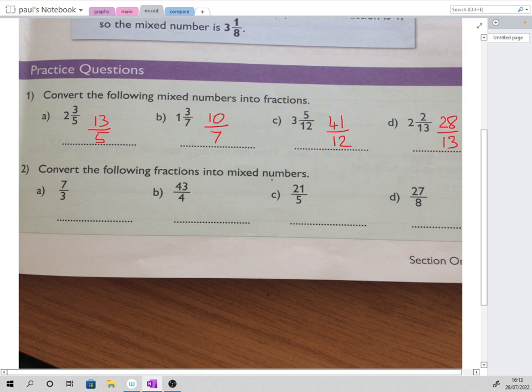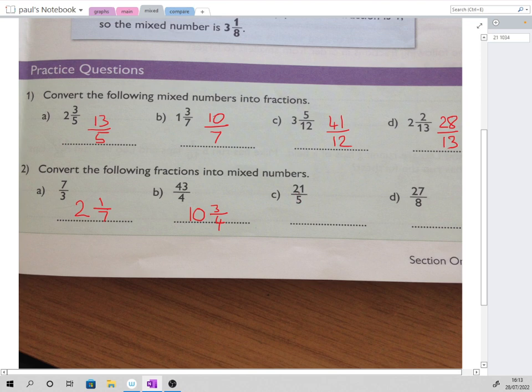Convert the following fractions into mixed numbers. So we do 7 divided by 3. 3's into 7 go 2, with 2 3's are 6, so we've got 1 left over. 43 divided by 4. 4's into 43 go 10, because 10 4's are 40, so that's 10 with 3 left over, 3/4. 21 divided by 5.